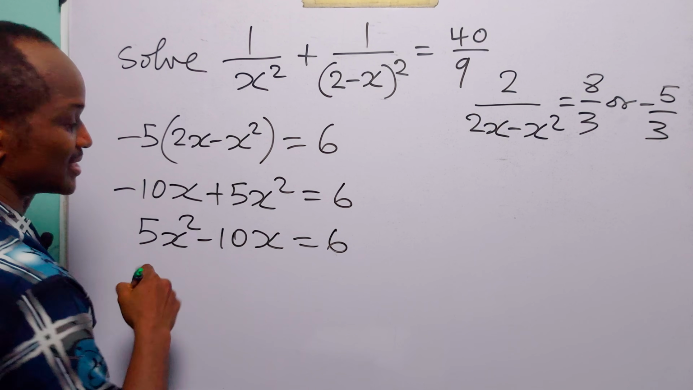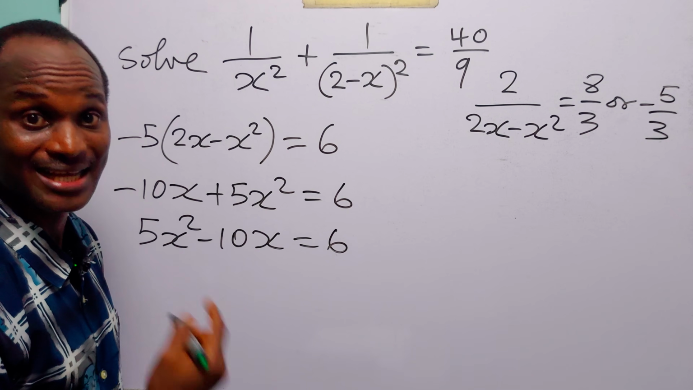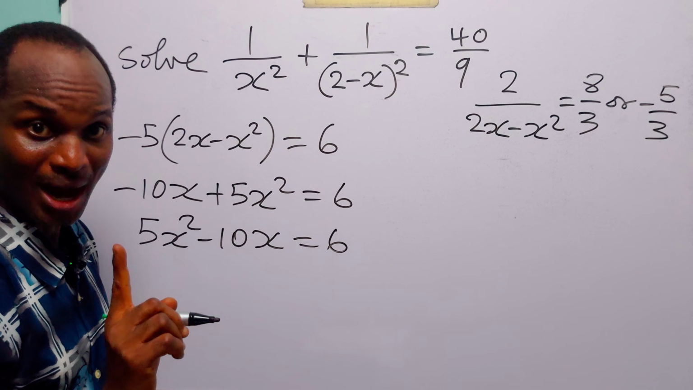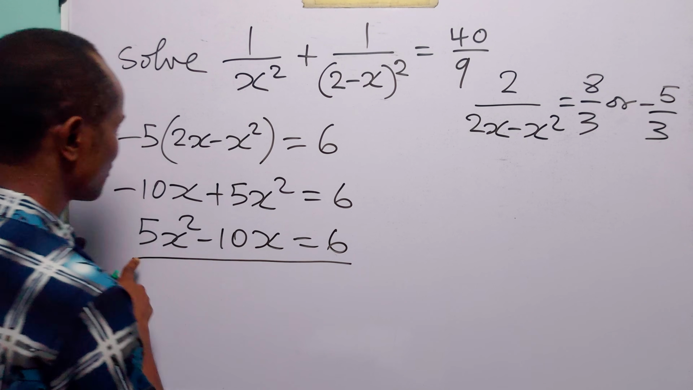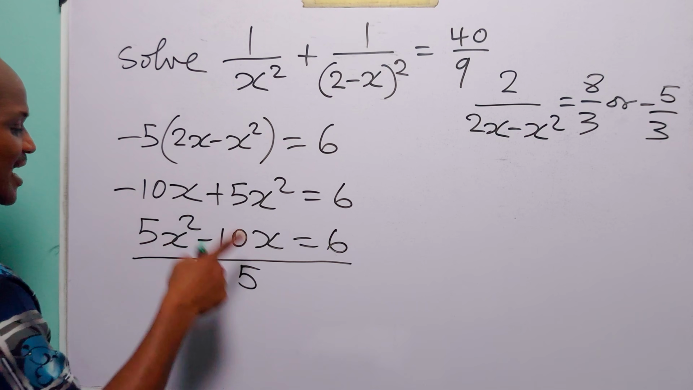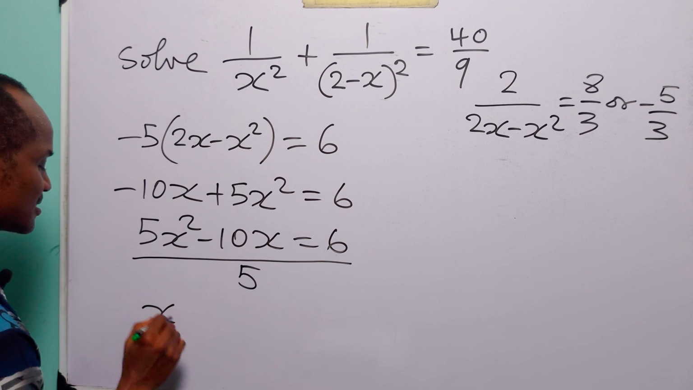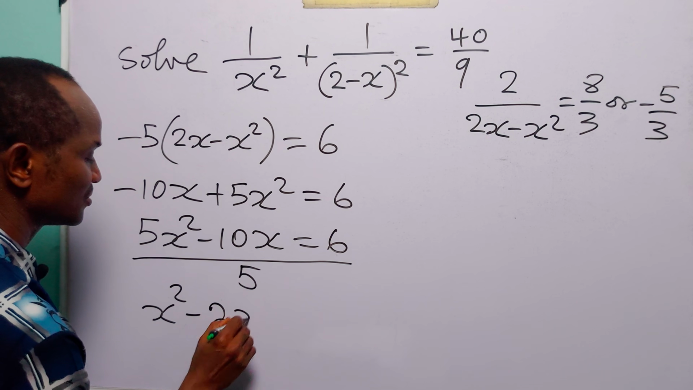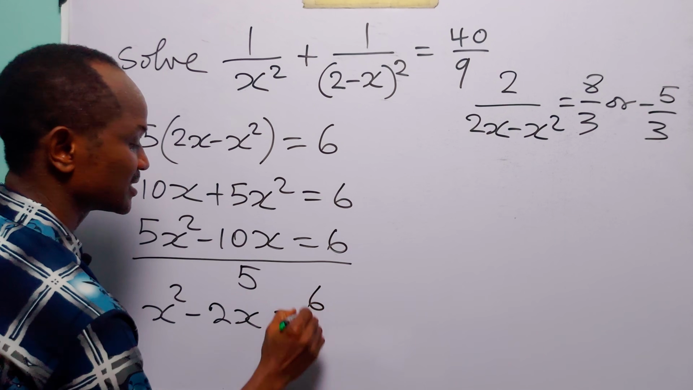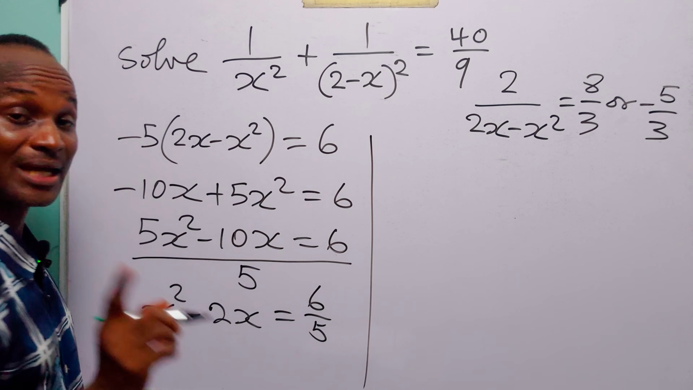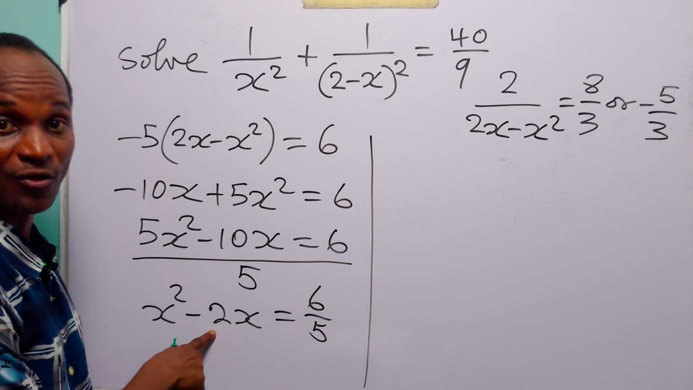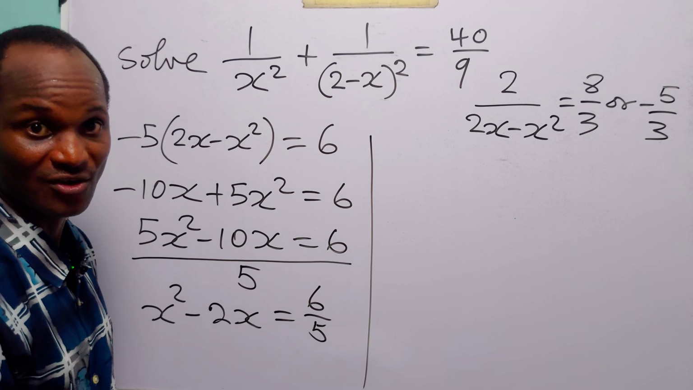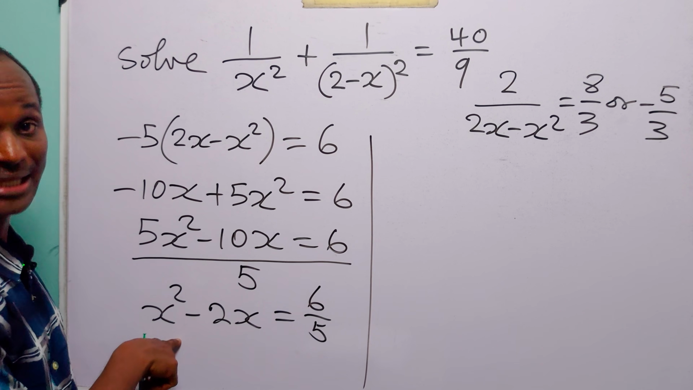Now, we cannot solve this quadratic equation by factorization, so let us complete a square. Of course, you know that to do this, the coefficient of x squared must be equal to 1. So we start by dividing through this equation by 5. 5x squared over 5 is x squared. Minus 10x over 5 is equal to 2x. And this is equal to 6 over 5. Now, the next thing we are going to do is to divide the coefficient of x, which is minus 2, by 2. Square it and add to both sides of the equation to complete the square on the left-hand side.